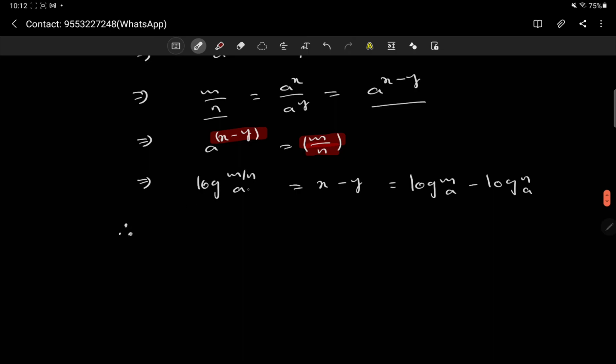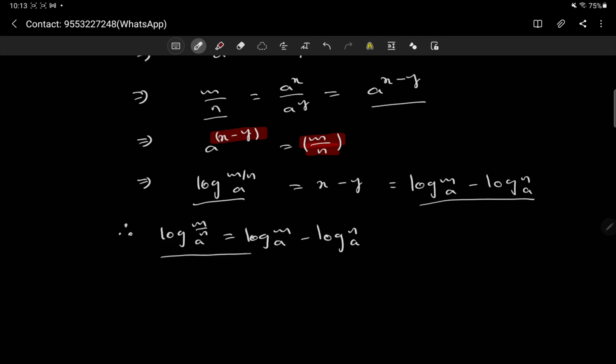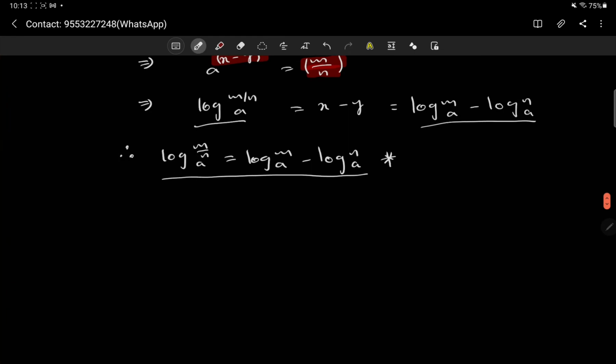Therefore, we can equate these two. Log m by n base a can be taken as log m base a minus log n base a. So this is also a result we need to remember to solve our problems.